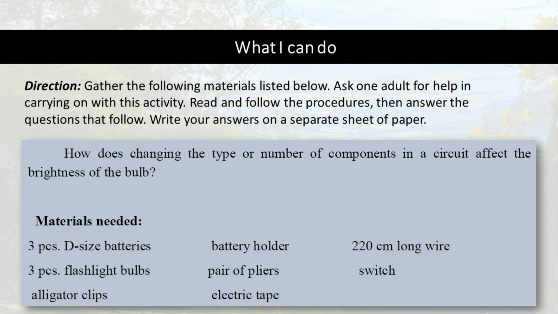Direction: Gather the following materials listed below. Ask one adult for help in carrying on with this activity. Read and follow the procedures. Then answer the questions that follow. Write your answers on a separate sheet of paper. How does changing the type or number of components in a circuit affect the brightness of the bulb?